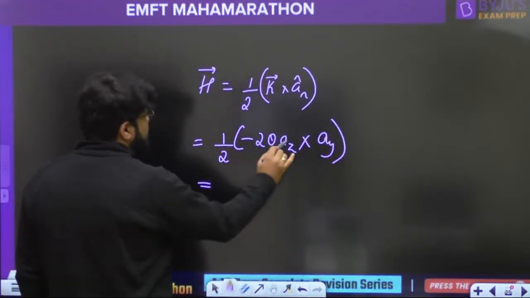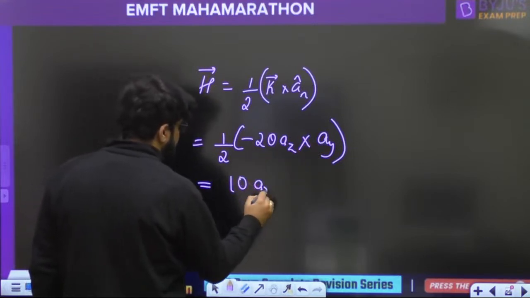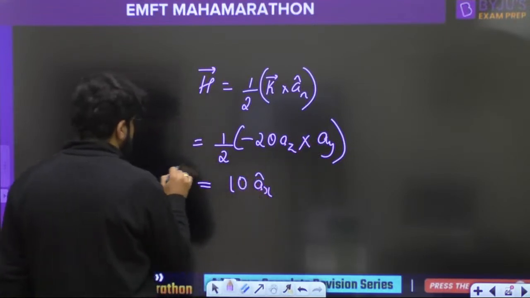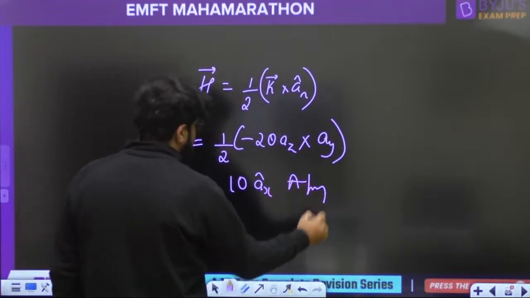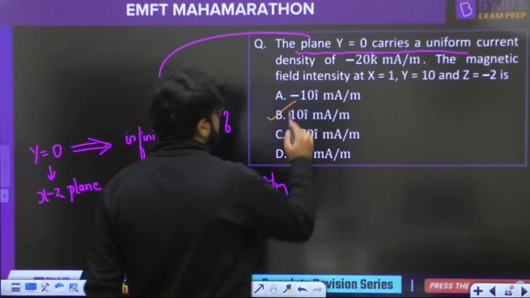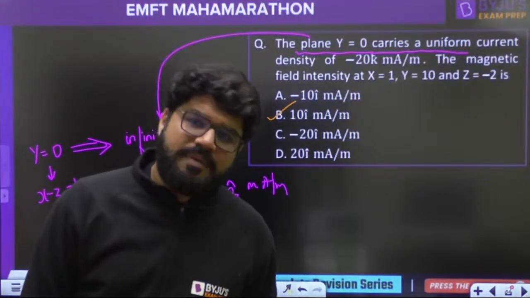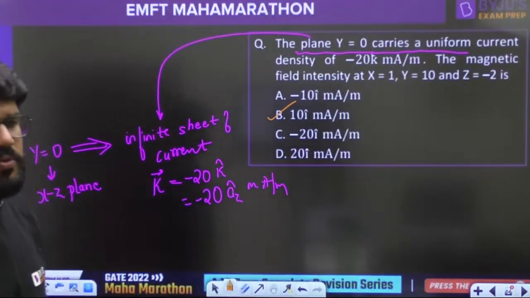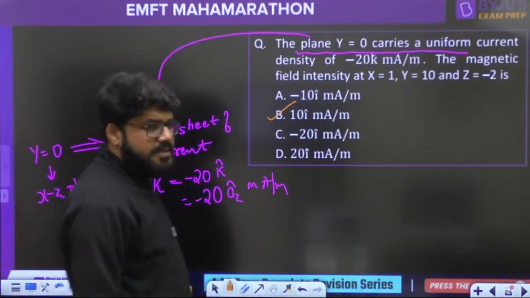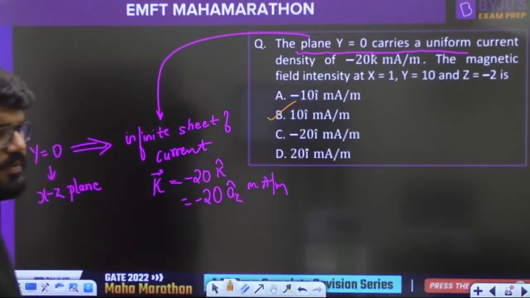Right, so minus of z cross y means y cross z, that should be x, so it should be plus 10 ax. Magnetic field plus 10 ax ampere per meter, that is option number B. Yeah, same thing is seen in the comment box also. Correct answer, option number B. Next one.